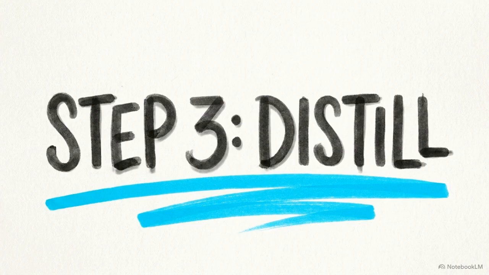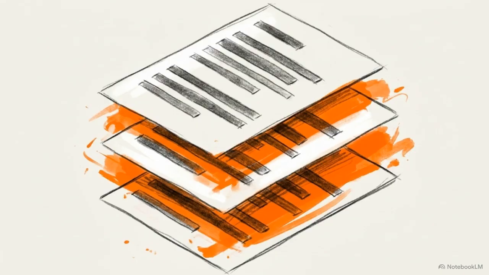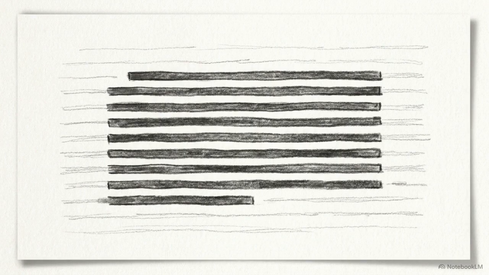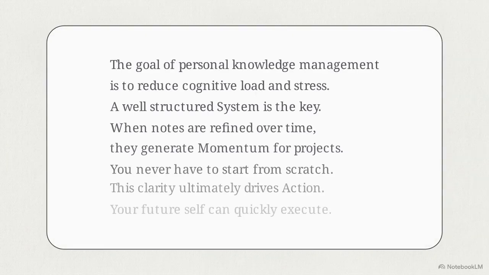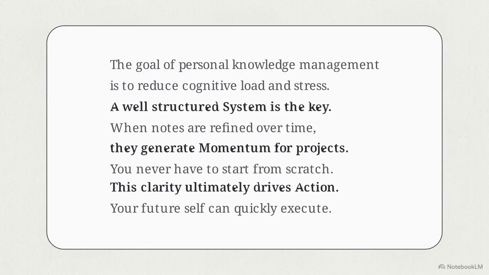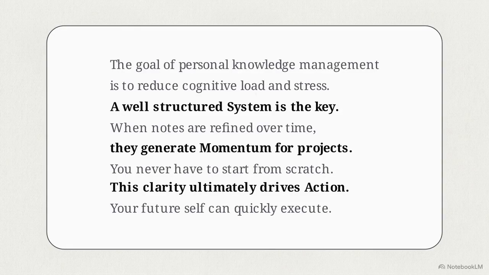Step 3 is progressive summarization. This is a layered approach designed to strip away filler and expose the core mechanics. Read through your raw text and bold the main arguments. This elevates the central points so they stand out.